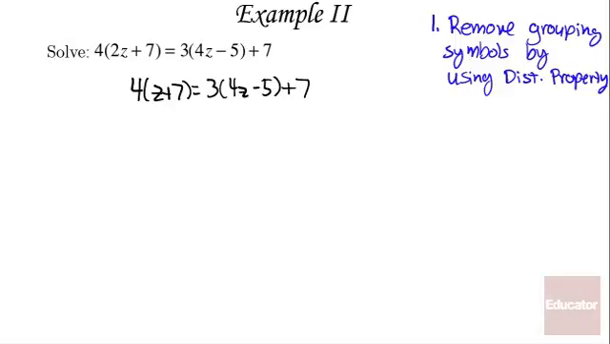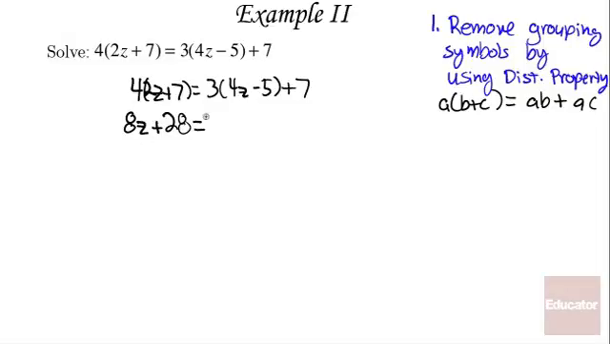So remember that the distributive property tells me that if I have A times B plus C, that is equal to AB plus AC. When I look at this equation, I start over here on the left side, and I'm going to eliminate these parentheses by multiplying 4 times, that's actually 2z, 4 times 2z to give me 8z plus 28. So 4 times 2z is 8z. 4 times 7 is 28.